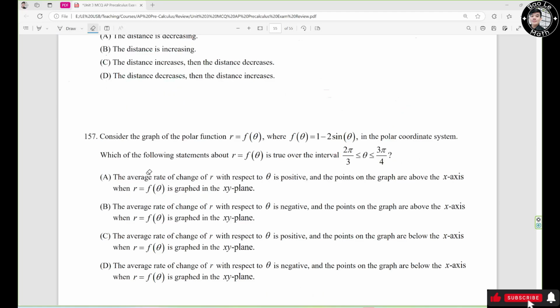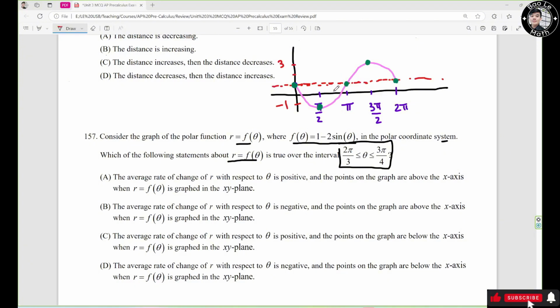Now let's move on to question 157. Consider the graph of the polar function r equals f of theta, where f of theta equals 1 minus 2 sine theta in the polar coordinate system. Which of the following statements about r equals f of theta is true over the interval 2 pi over 3 to 3 pi over 4, right? First, we need to sketch this one in the rectangular system.